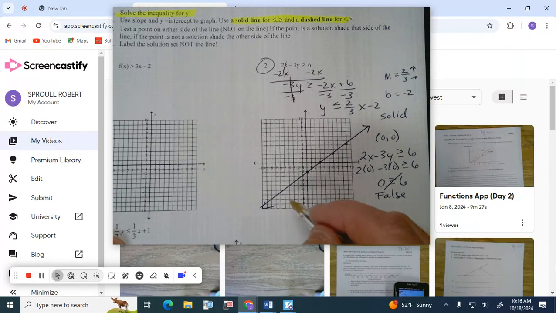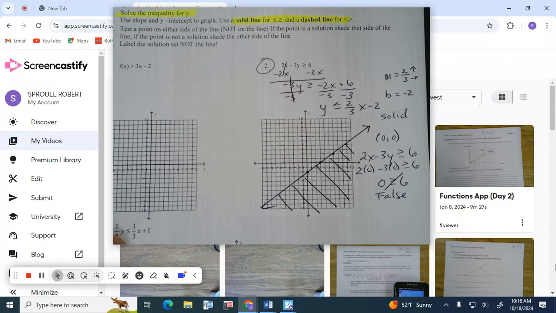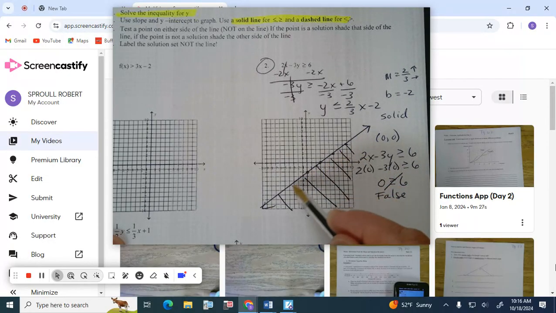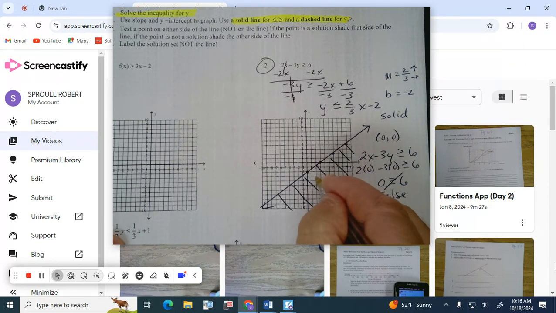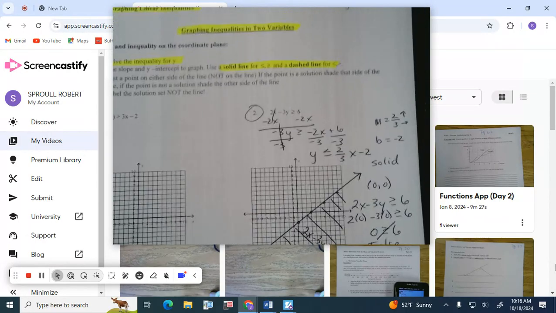So I'm going to shade with a little bit of perpendicular shading away from it, on the other side. Okay, so all my solutions are going to be on the line and in this shaded area. So I'm going to notify that by labeling the original inequality right in the shaded area. And that would give me full credit. So I just got to be careful with shading, but you're following that same process. Let's turn to page 40.